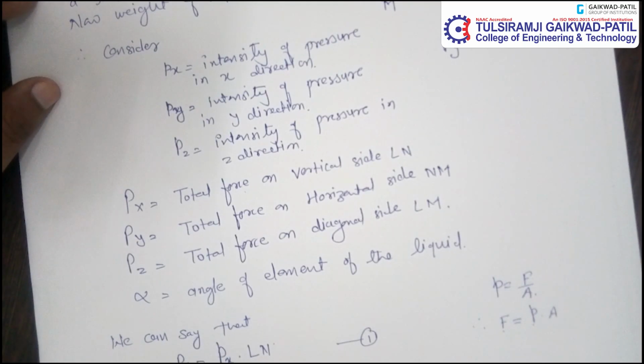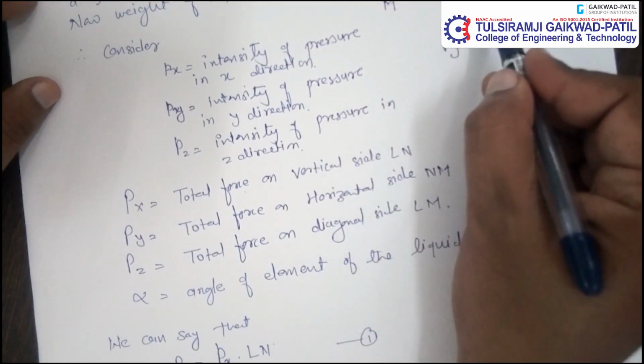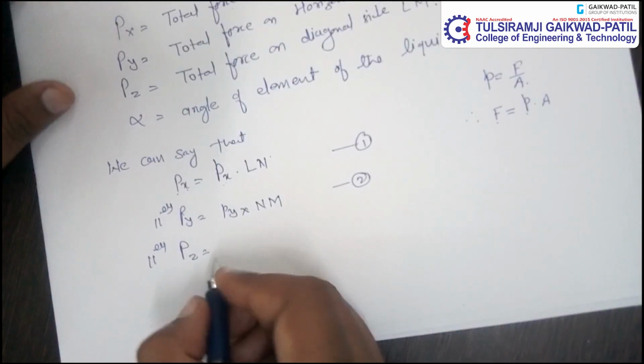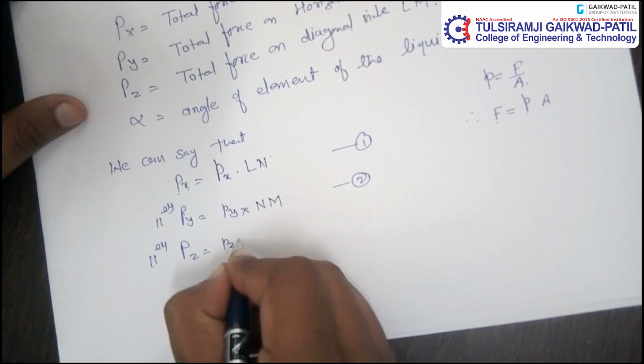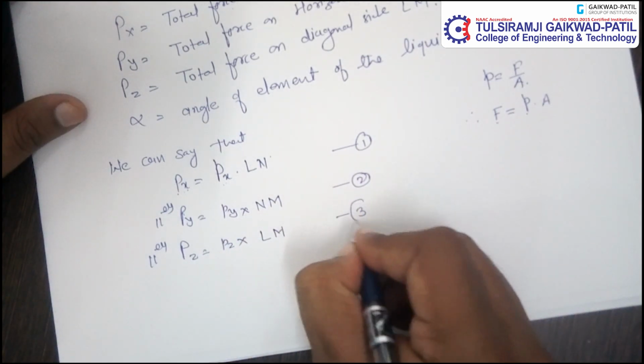Similarly, capital Py is equal to small py into area. In which direction is Py acting? NM, equation number 2. Again similarly we can write capital Pz is equal to small pz into LM, equation number 3.